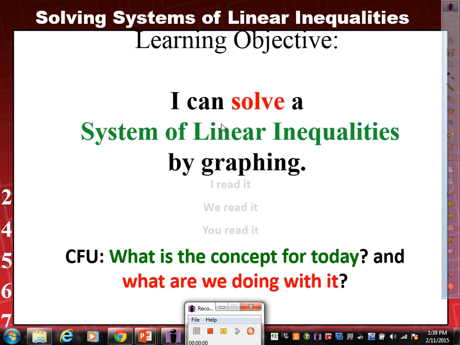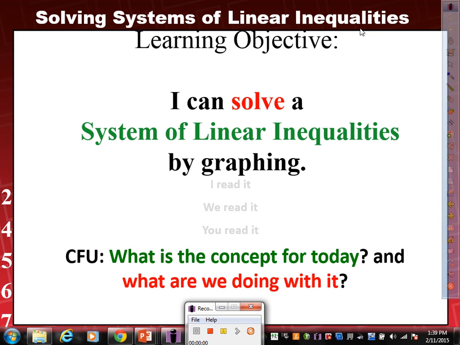Objective for today: I can solve systems of linear inequalities by graphing. Let's read together. 1, 2, 3. I can solve a system of linear inequalities by graphing. So, today instead of just being linear inequalities, we're actually focusing on systems of linear inequalities.